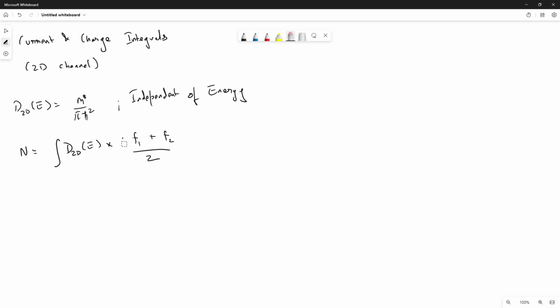More precisely, this quantity here will not just be D, it will also be D into W, the width of the channel. I hope you guys remember that. What we use in the integral is actually D of E. Like for a 1D channel, it is just D1D of E. But for a 2D channel, it is D2D into W, and for 3D, it is D3D into the cross-section area.